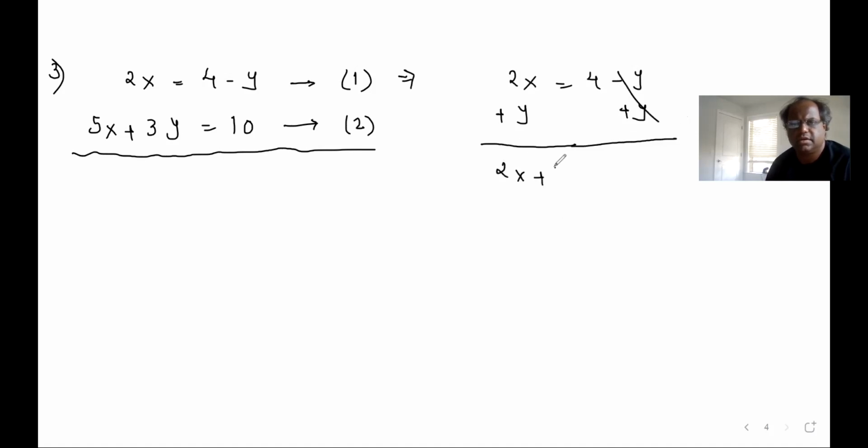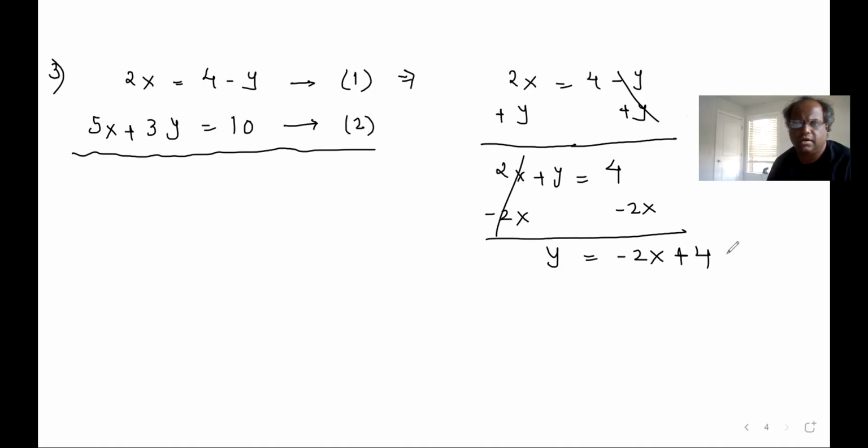So 2x plus y is equal to 4. Now I will subtract 2x from both sides. I made my life easy here. Y is equal to minus 2x plus 4, and I will call this equation 3. Okay, now this problem is ready to solve.